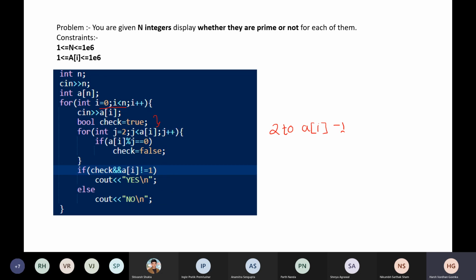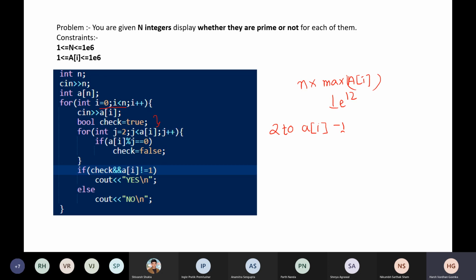So the time complexity of this code is basically n into max of ai. That is about 1e6 times 1e6, so 1e12 operations. And as we know, in 1 second we can do at most about 1e8 operations, so this clearly does not seem to be a good idea.